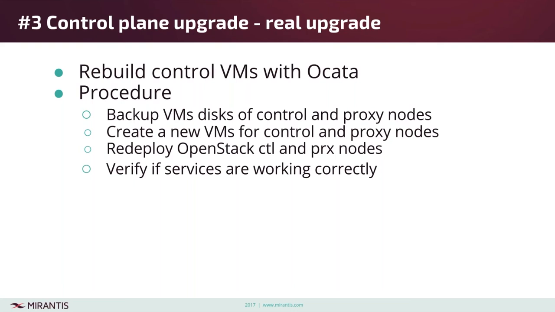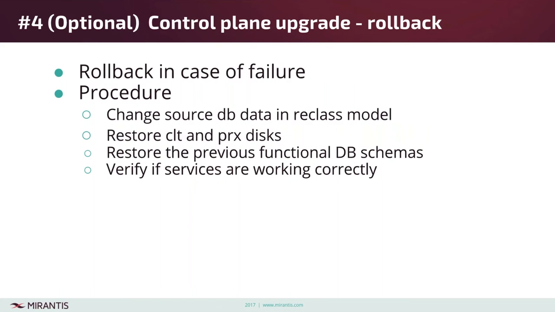So we're going to deploy all the packages for Ocata on those nodes, configure them exactly in accordance with our metadata model, and then lastly, verify that services are working correctly. That's done as part of the Jenkins pipeline as well. And the last part is optional.